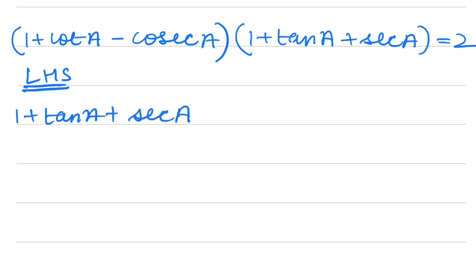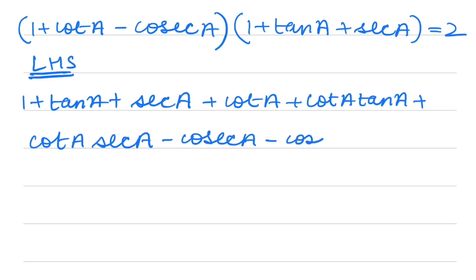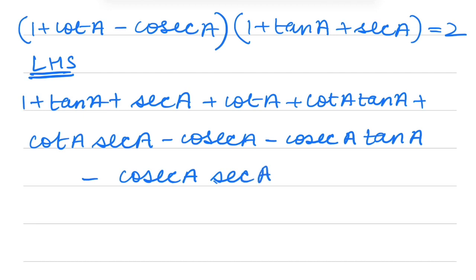Now cot a with all the three terms. So plus cot a plus cot a tan a. This will become 1, and plus cot a sec a. Now all the terms with cosec a, so minus cosec a minus cosec a tan a minus cosec a sec a. In this step, let's convert everything into sine and cos.